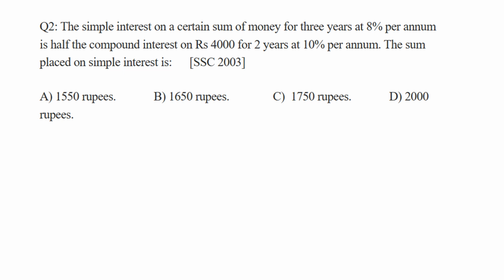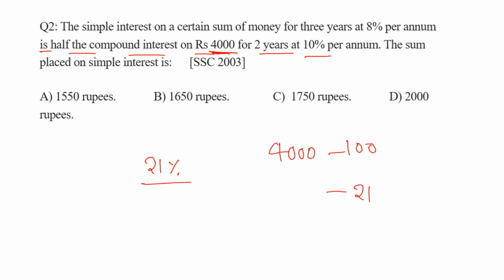So the simple interest is half of the compound interest. Okay, let's find out the compound interest. We have the values. The principal amount is 4,000 for 2 years at 10%. 10% means 21% interest. We are finding the interest, right? 21% of 4,000. Total value 4,000 is 100%, then what about 21%? Two zeros, two zeros. 21 into 4 is 84, so 840. This is the interest.